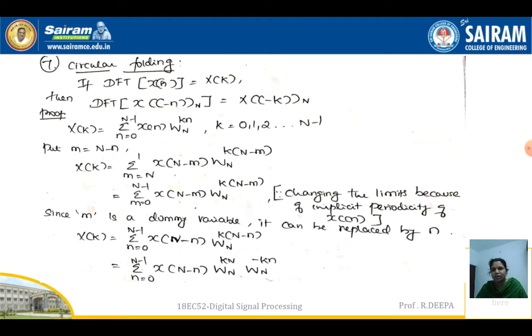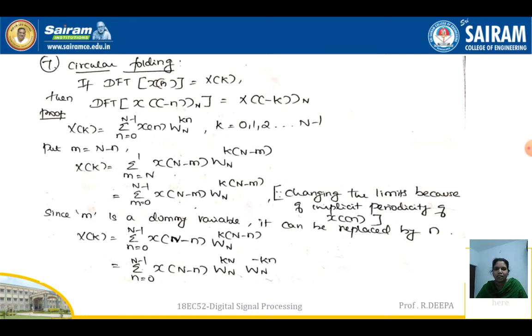In a simple way, you can say the sequence from 1 to N is equal to 0 to N minus 1 also. Hence, we have replaced the index m equal to N to 1 as 0 to N minus 1. And here m is a dummy variable that we have introduced for simplification purposes. Hence, it can be replaced by small n. So, X(k) is equal to summation n equal to 0 to N minus 1, x(N minus n) W_N power of k into (N minus n).